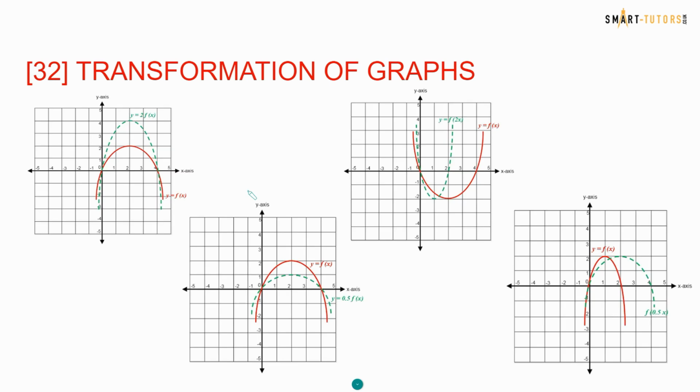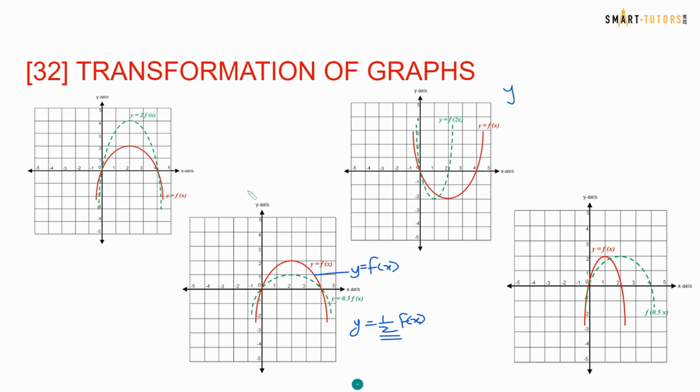Topic 32 is the rest of the four types. If f(x) is given, 2f(x): what will happen? The y coordinate doubles. So 2 times the y coordinate, but the x coordinate never changes. Here y = f(x) is given, and if they ask for y = half of f(x), half is basically 0.5. So half of f(x) means the y coordinate is divided by 2, but the x coordinate remains the same.